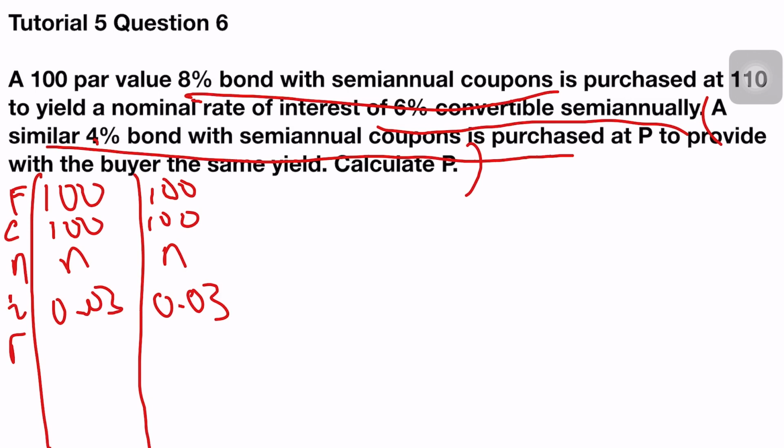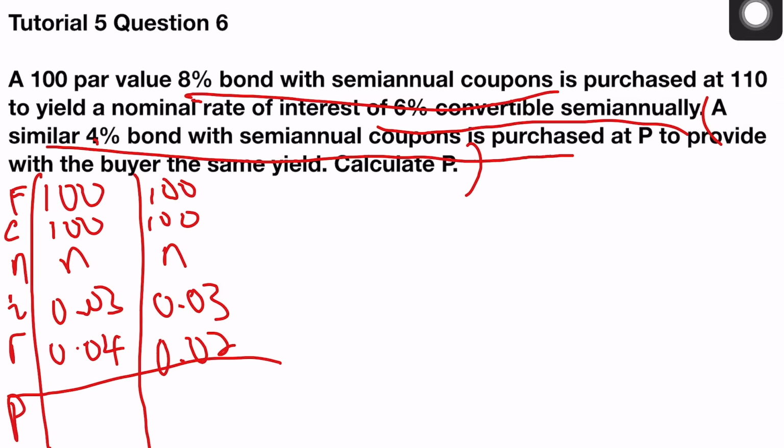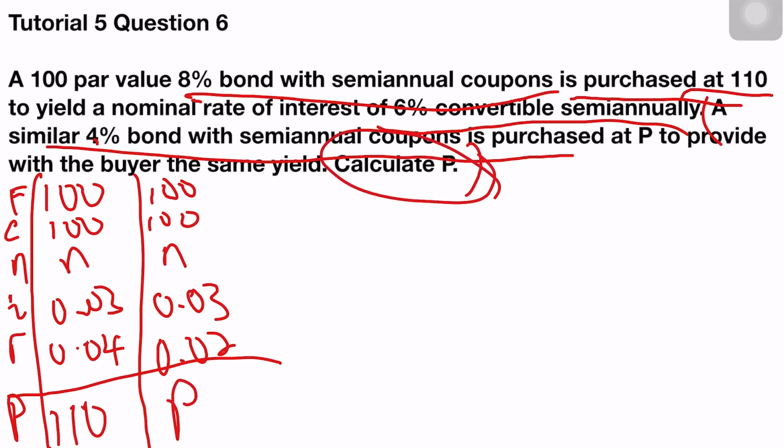R, okay, this is the only difference. The first bond is 8% semi-annually, so it's 8 divided by 2. And then the second one is 4 divided by 2, 0.02. And the final thing is P. The price of the first bond is given, purchased at 110. And then we need to calculate the price of the second bond.